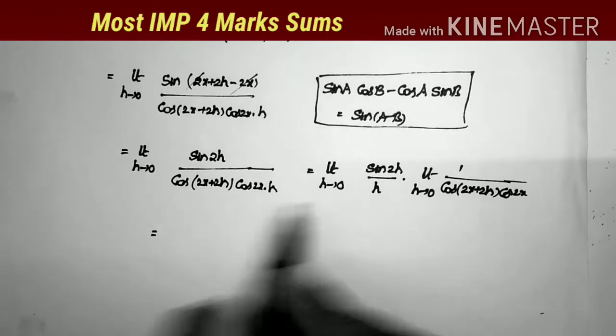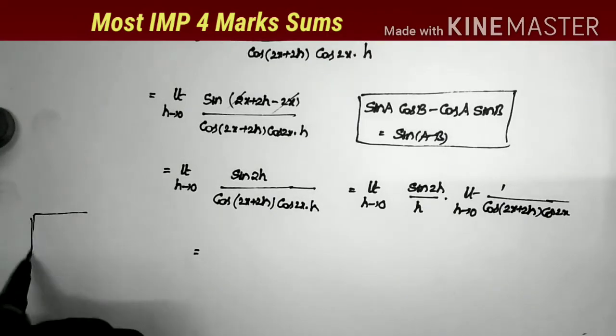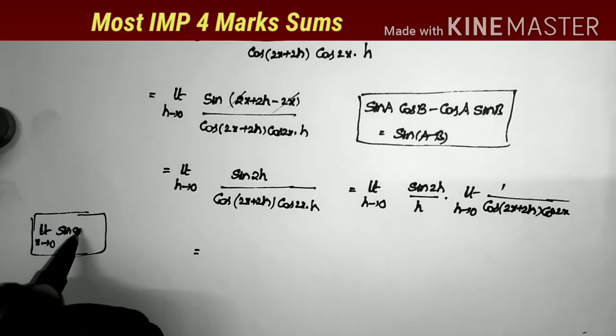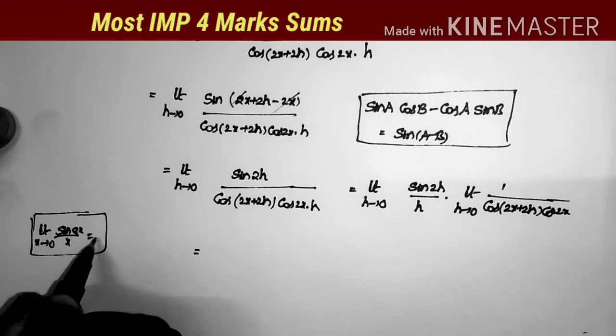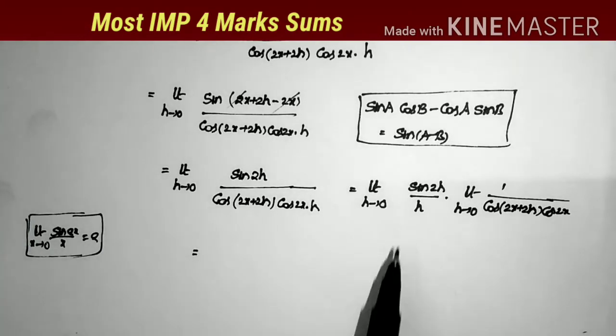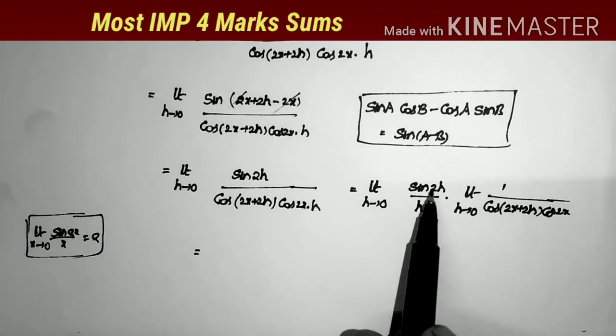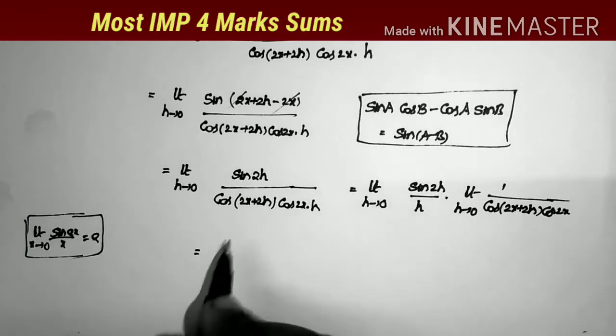Now what is the formula? Limit x tends to 0 of sin ax by x is equal to a. Now apply this formula to limit h tends to 0 of sin 2h by h. What is the value of a here? It is 2.